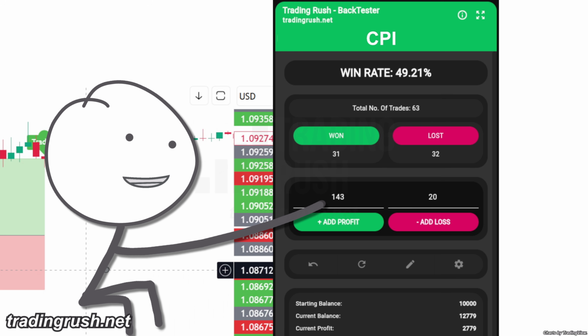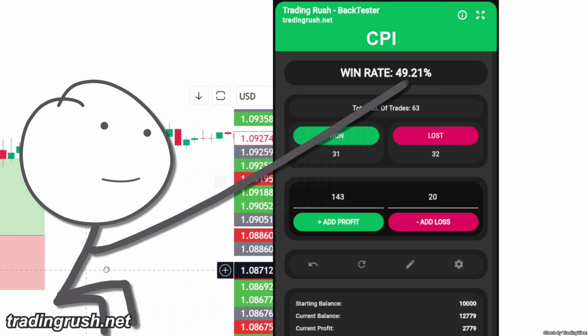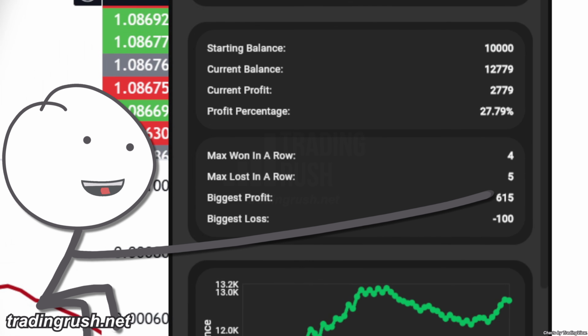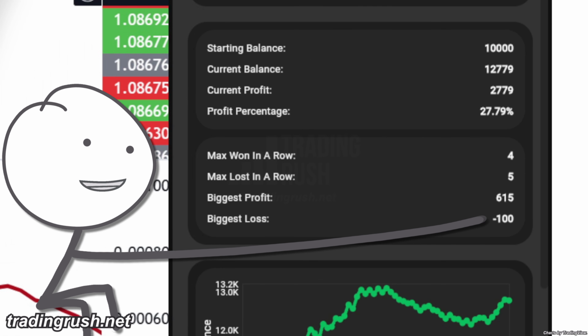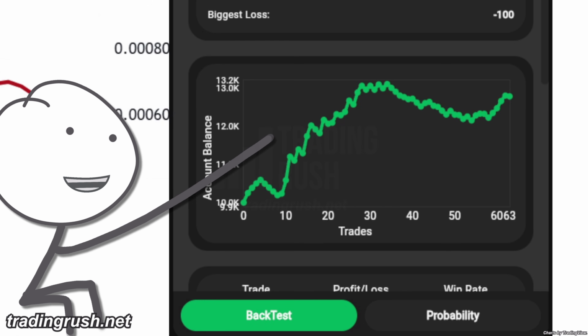I booked many profits that were way bigger than the risk, so the reward to risk ratio was way higher than most of the strategies I have tested on the Trading Rush channel. In other words, this 49% win rate is actually really high. The highest profit on a single trade was 6%, and the highest loss was only 1%. That's really good. The profit graph was also going in the upward direction.